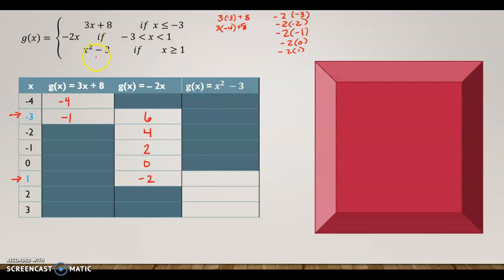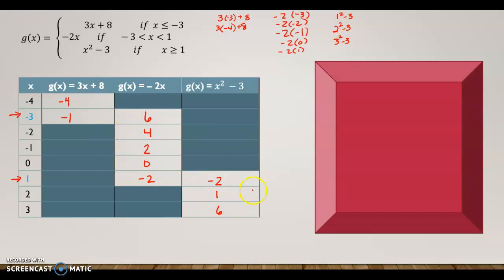The last one is actually quadratic, so it's a little bit of a curve. And it's x squared minus 3, and it starts at 1. So at 1, we're going to have that in 2 places. 1 squared minus 3 will be 1 minus 3 or -2. 2 squared minus 3 will be 4 minus 3 or 1. And the last 3 squared minus 3 will be 9 minus 3 or 6.